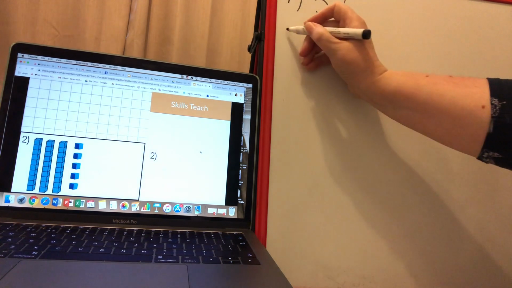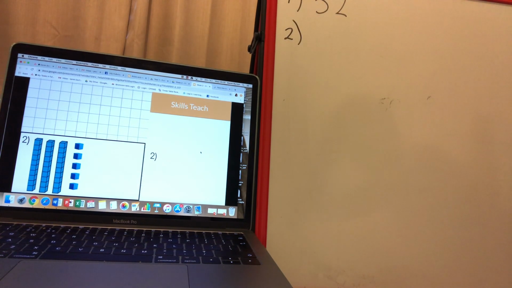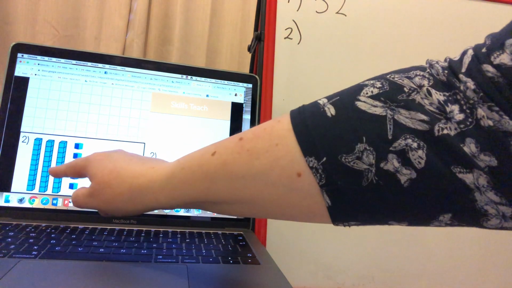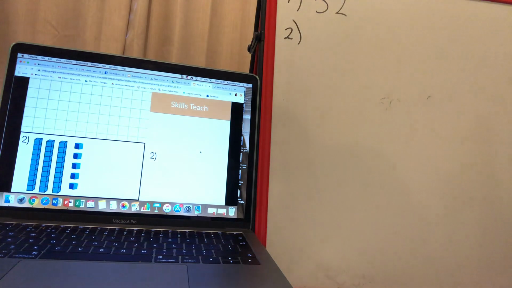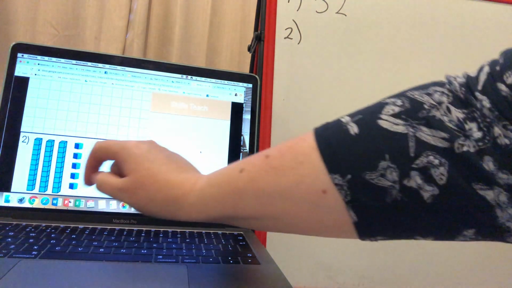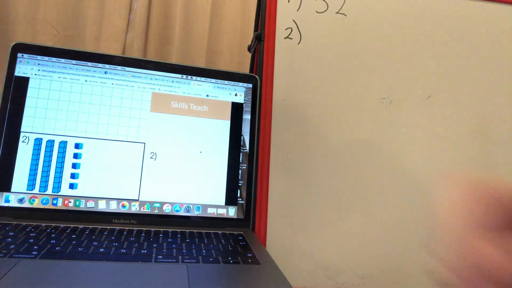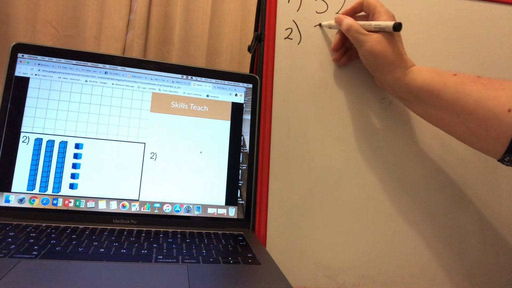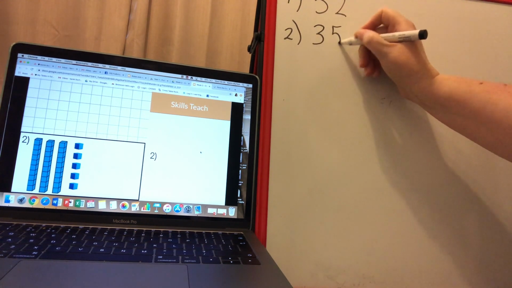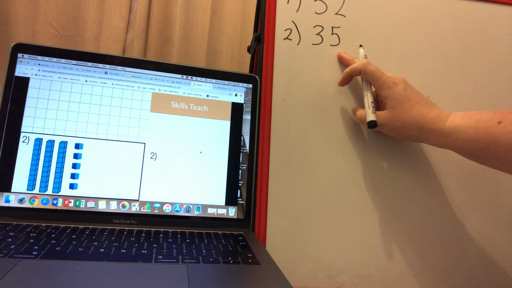Here's question 2. So you can write the question number in your book when you get to do them. Okay, we've got some tens rods to count in tens, and then we count on in ones again. 10, 20, 30, 31, 32, 33, 34, 35. 35. We had 3 tens rods and 5 ones.